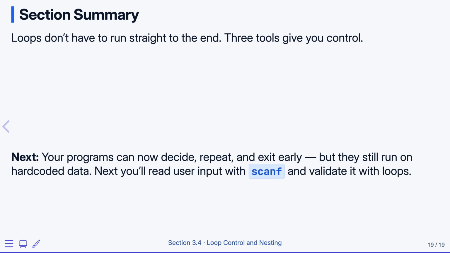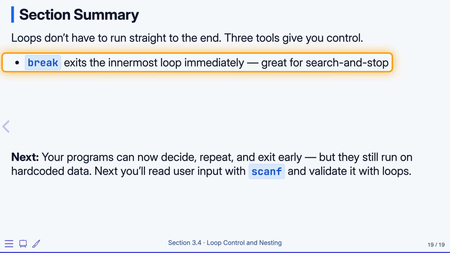Let's recap. Loops do not have to run all the way to the end. You now have 3 tools for control. Break exits the innermost loop right away. That is perfect for stopping a search once you find a match. Continue skips the rest of the current pass and moves to the next one. That is great for filtering out items.